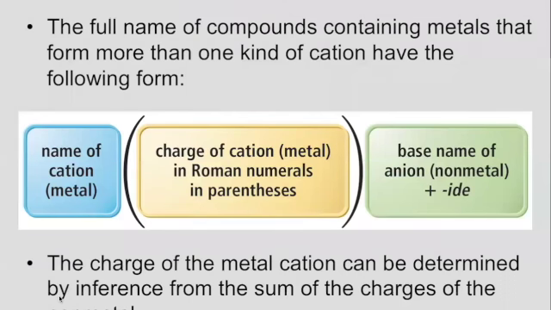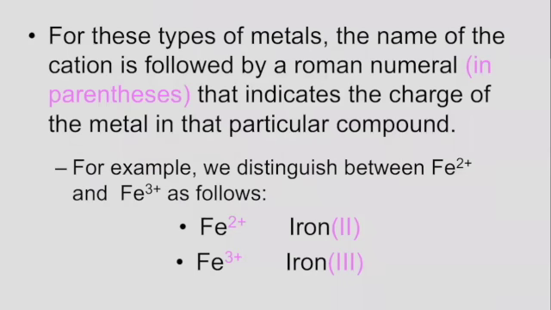So in general, if you're dealing with a type 2, you're going to put the name of the metal. In parentheses, you're going to put the charge. So the charge could be 1, 2, 3, 4, 5. I don't think you're going to encounter 6. Those are the possibilities. The non-metal, you're going to take the base of the non-metal and end it with the letters "ide." Okay, so for example, iron 2, iron 3. That's how you are indicating the charge that the metal is carrying.